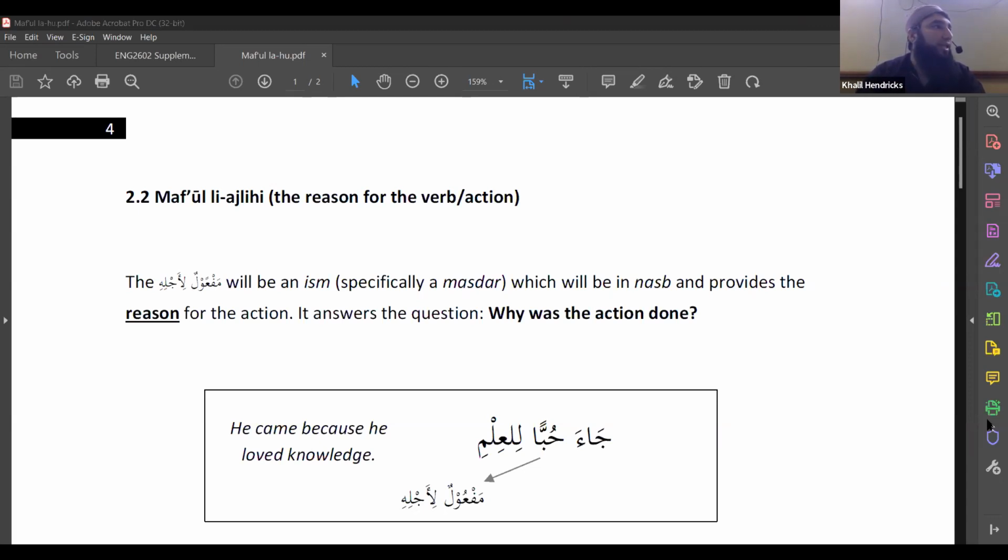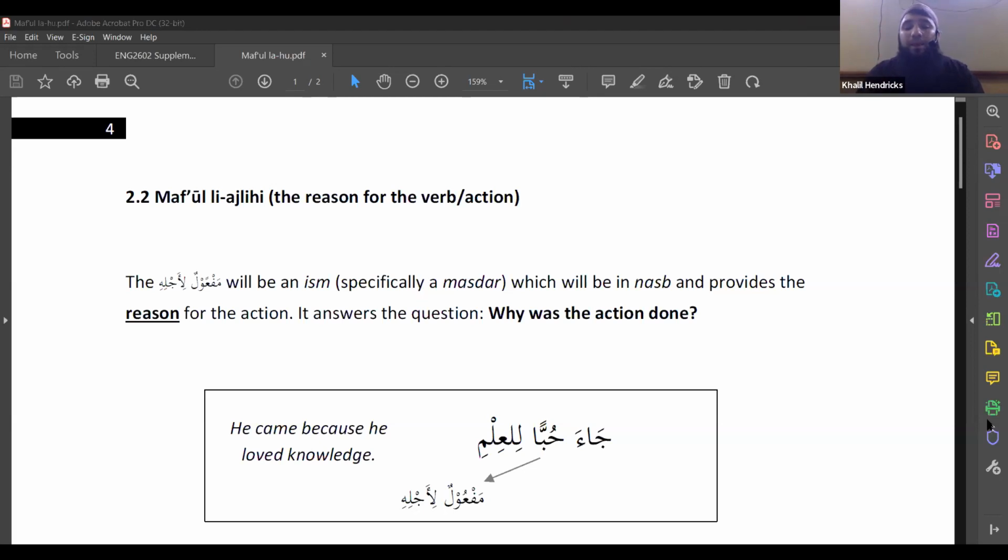Ja'a hubban lil'ilm. What does that mean? Ja'a, he came, hubban. Hub, we know, means love. That's the masdar of the verb with the root letters ha, ba, and ba. So he came hubban, because he loved, or out of love for knowledge. That harful jar and ism majrur is connected to the masdar hubban. That's giving you more information about love of what.